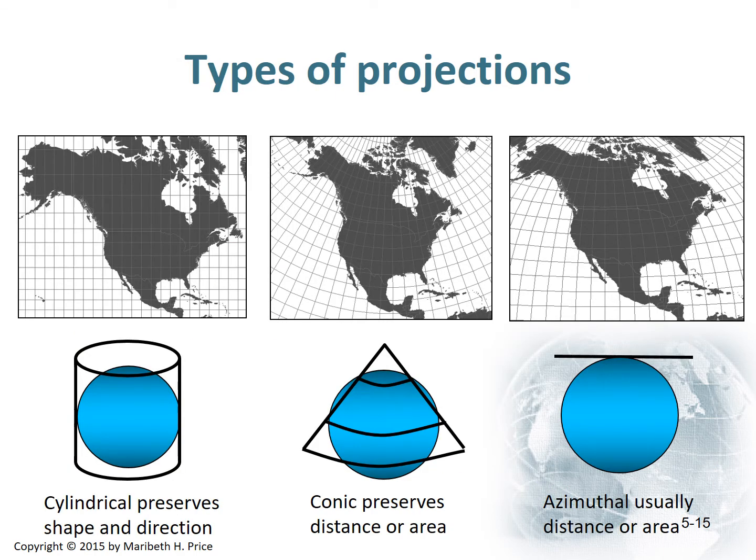Conic, cylindrical, azimuthal: shape and direction, distance or area. That's what they preserve. If shape or direction matters, cylindrical projections work well. If distance or area matters, conic. Same with azimuthal.